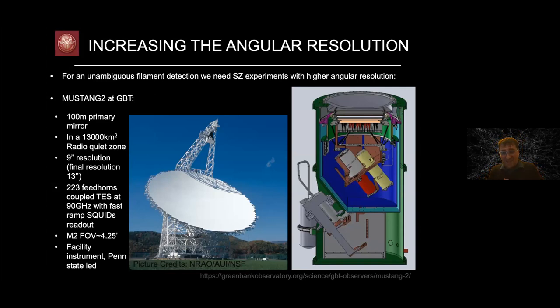MUSTANG-2 is a millimetric camera with 223 feedhorn-coupled transition edge sensors working at 90 gigahertz, with a field of view of 4.25 arc minutes, and an amazing angular resolution of 9 arc seconds. This is the highest angular resolution of this kind ever built. You see this pulse tube refrigerator, which works better when the cryostat looks at 50 degrees. And this is, of course, a facility instrument, so you can apply for observation. It was built at Penn State University.